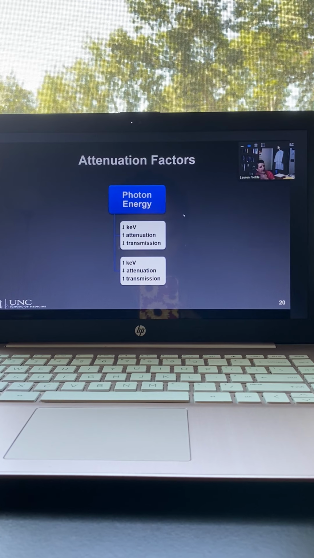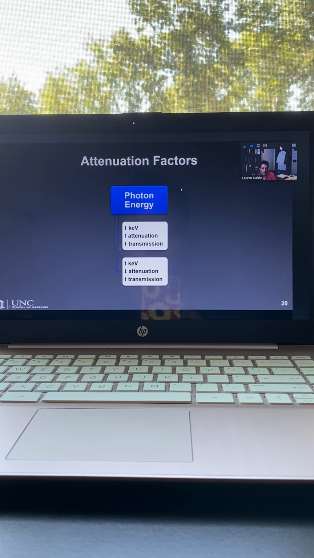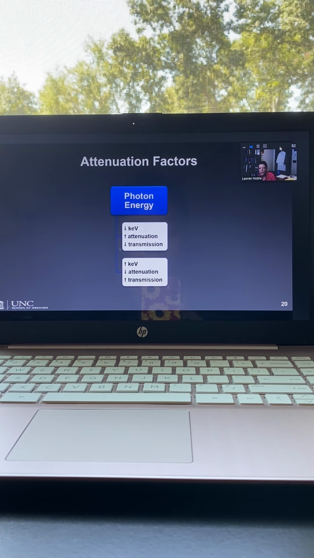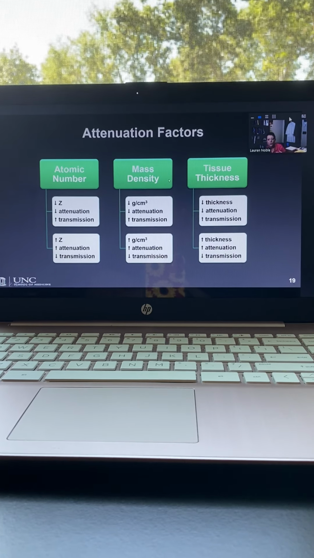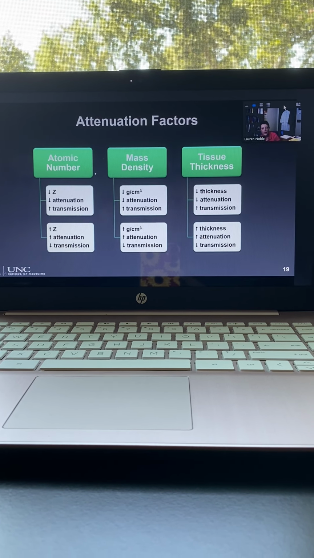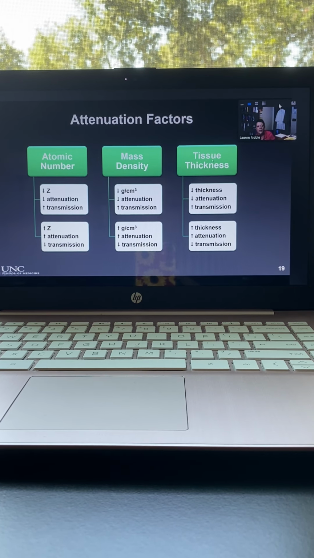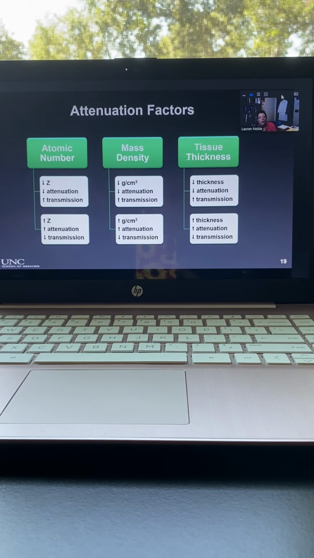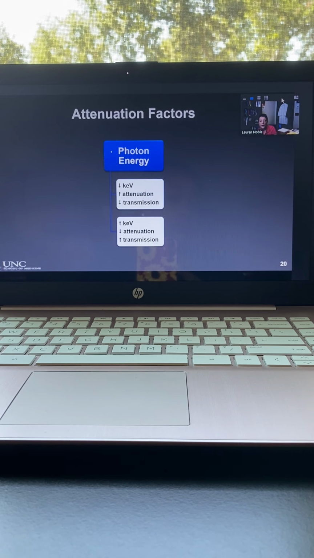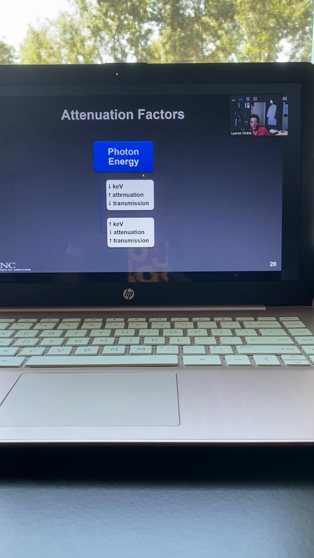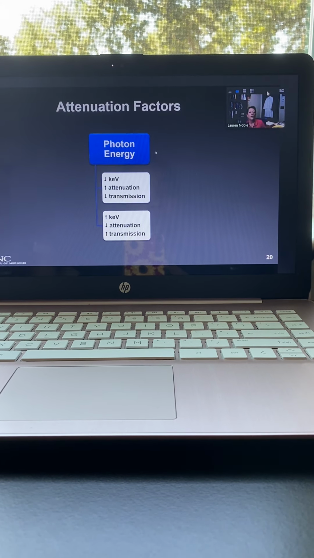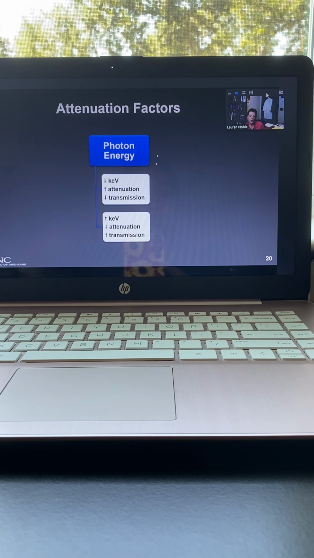And then the last factor that impacts attenuation versus transmission is the photon energy. So the three factors here all pertain to the anatomical structure. Now, these two have to do with the anatomical composition. This has to do with the thickness of the anatomical part. And then this one here is an X-ray beam characteristic. So your photon energy is going to play a role in the likelihood of transmission versus attenuation.